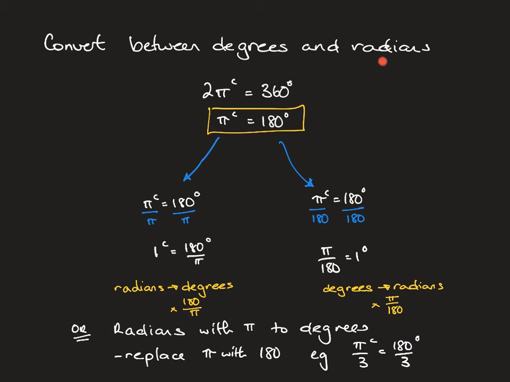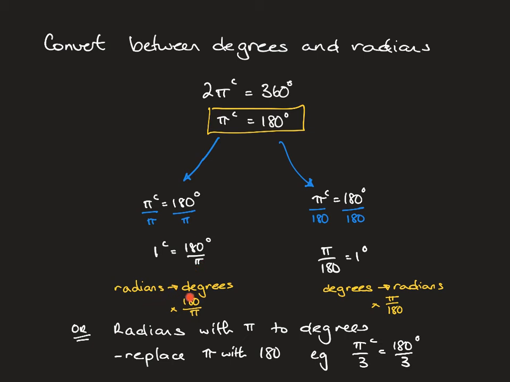So to convert between degrees and radians, we use the fact that 2 pi radians is in fact 360 degrees. If we divide them both by 2, we get the relationship that pi radians is 180 degrees. And from there, we can take this equation and come up with conversion factors for radians to degrees and degrees to radians. If we divide both sides by pi, you'll get 1 radian is 180 degrees over pi. And so that's your conversion factor.